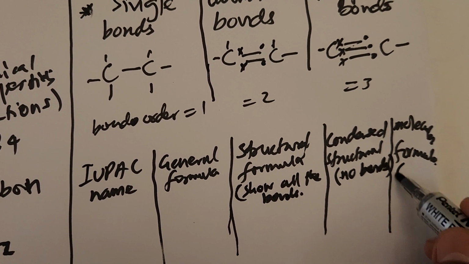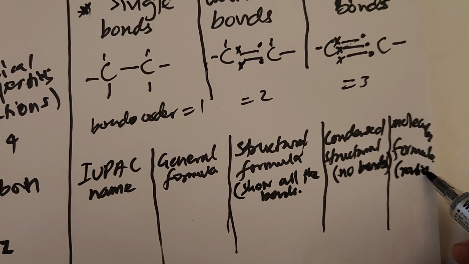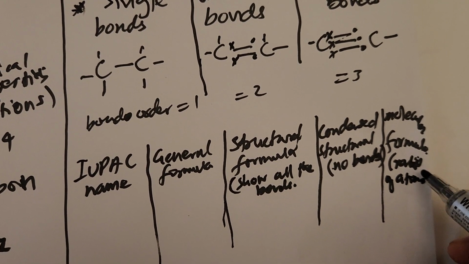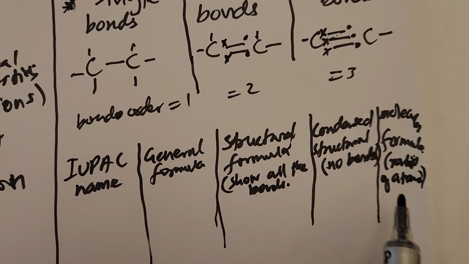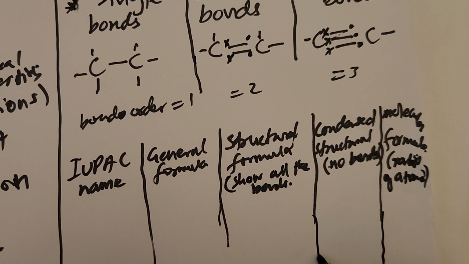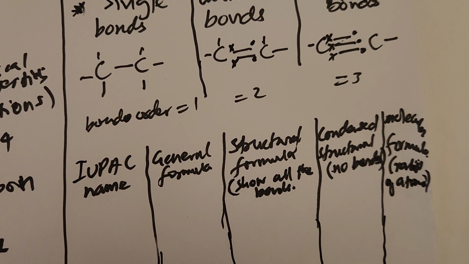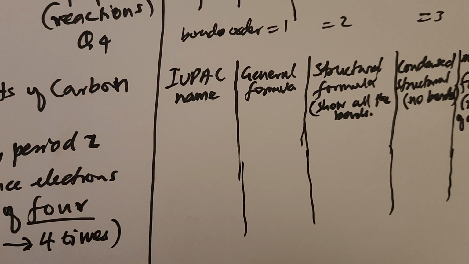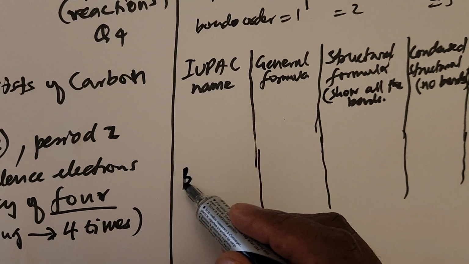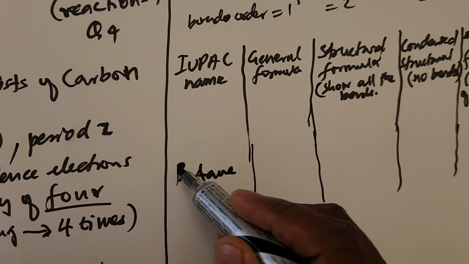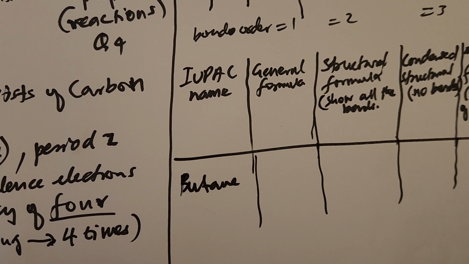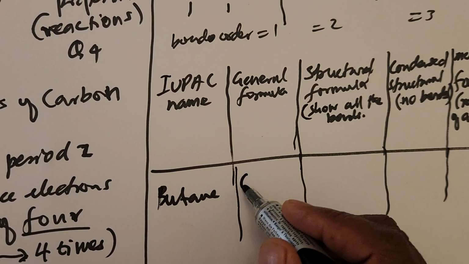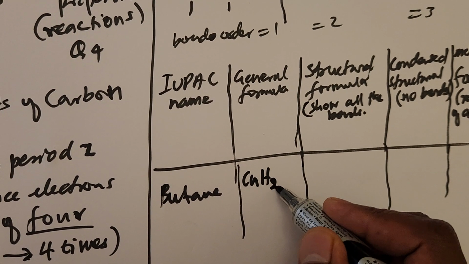But in a molecular formula, it's about the ratio of atoms. I hope it's understood. Let's take an example here, just out of curiosity, let's say butane. We'll learn about where butane is coming from. But for now, the general formula for butane, to make an example, is CnH2n+2.